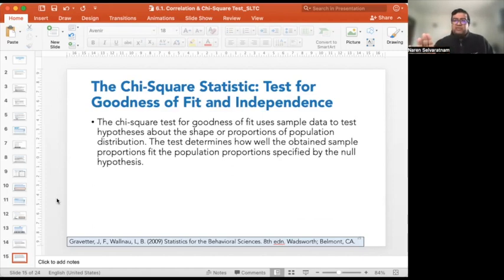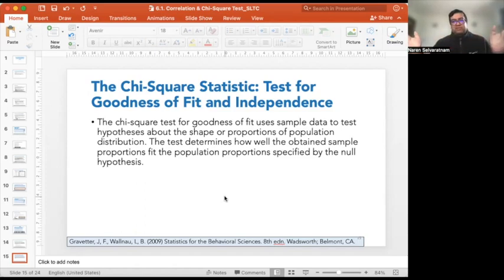Chi-square is something that we use in advanced statistics, like even structural equation modeling as well. To interpret a model, we use chi-square statistic along with a few others as well. But now here we are going to just learn about the chi-square statistic, and basically to see what exactly chi-square statistic is and why we use chi-square statistic. So chi-square test for goodness of fit uses sample data to test hypothesis about the shape or proportions of a population distribution.